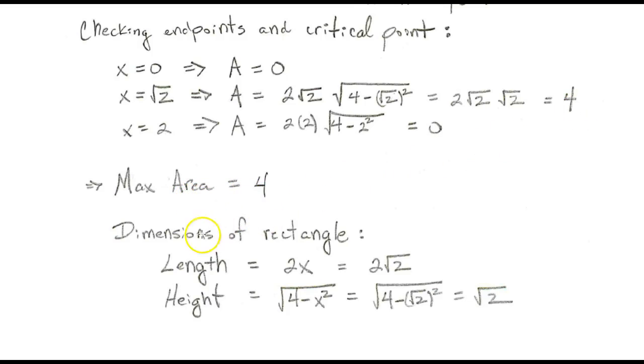Your maximum area is 4, and the dimensions of the rectangle then: the length would be 2x, which is 2 square root of 2, and the height would just be y, which is the square root of 4 minus x squared, or square root of 2.